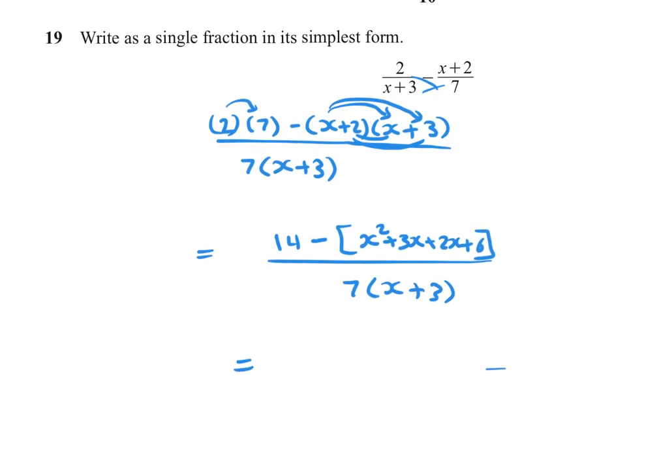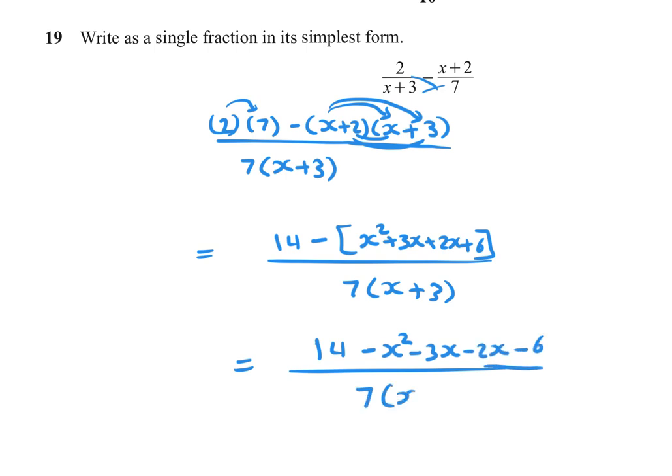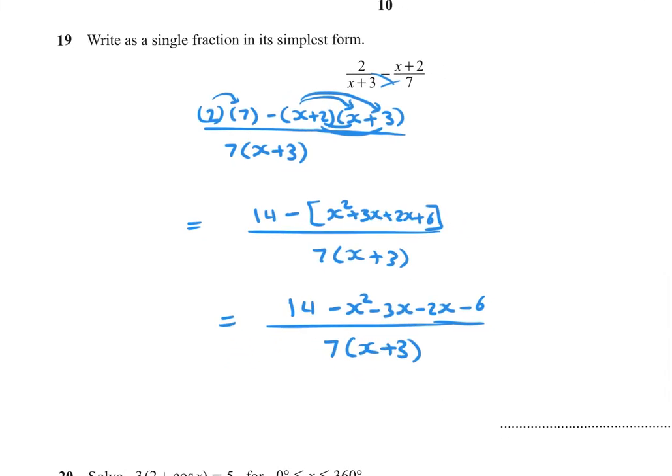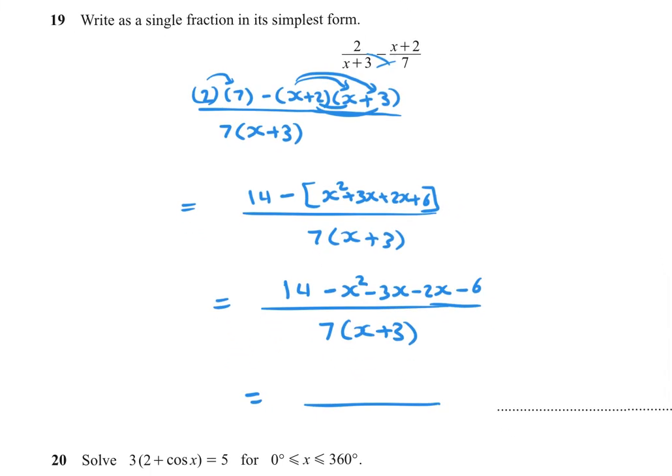Now we can subtract in the numerator, so 14. Now this is negative, so change all the signs inside: 14 minus x squared minus 3x minus 2x minus 6, over 7 into x plus 3. Combine the like terms for the numerator, so we have negative x squared, and arrange them. So negative x squared, negative 3x and negative 2x, so negative 5x, and we have 14 minus 6, which is 8, so plus 8, over 7 into x plus 3.